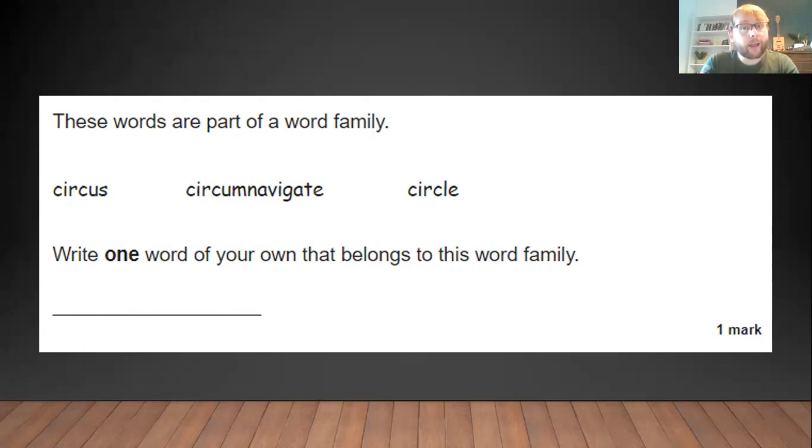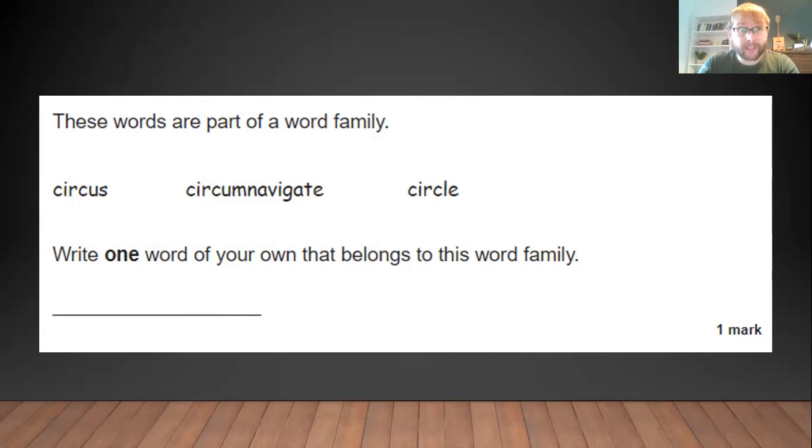circumnavigate, and circle. It's not asking you for what they all mean. It's asking you to write down one word that you can think of that belongs to this same word family. Here's a small clue: think about maths. There's a word that comes up in maths that starts C-I-R-C. There are others too, lots of others, but that one might be the one that comes to mind most easily. When you've done that, write it down.